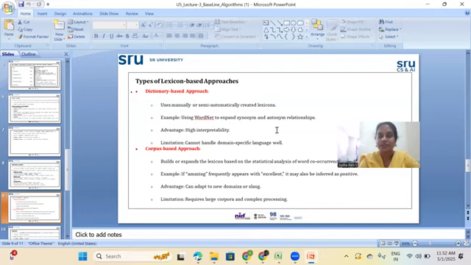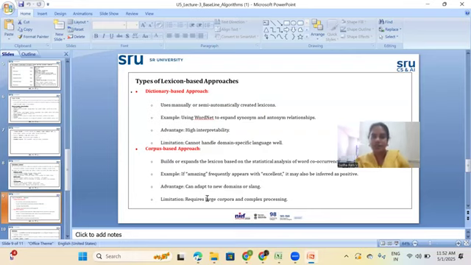Corpus-based approach. For example, if amazing frequently appears with excellent, or if I type artificial, immediately intelligence is reflected. If I type "how are you doing", then immediately I get "well" in continuation. Such most possible, frequently combined words are called a corpus-based approach.